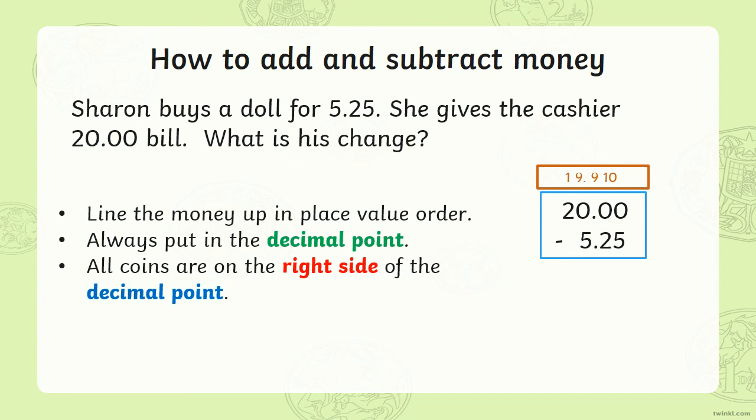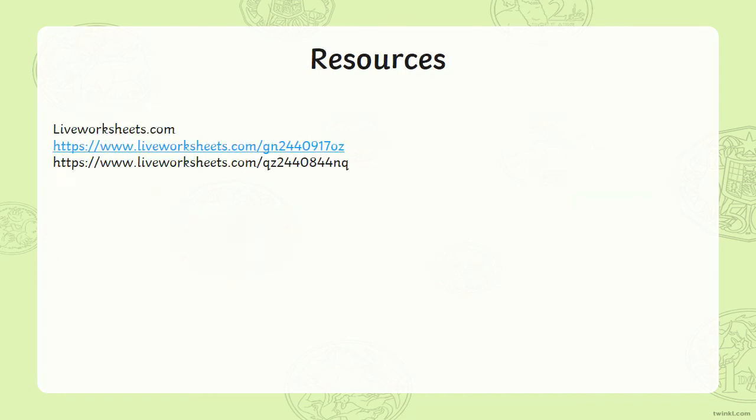2 from 9, and 5 from 9. And remember, when there isn't anything, that means 0. So 0 from 1. So let's see how that's going to look. Okay? 5 from 10 leaves 5. 2 from 9, 7. 5 from 9, 4. And 0 from 1, 0. That is our lesson on money, counting, adding, and subtracting.